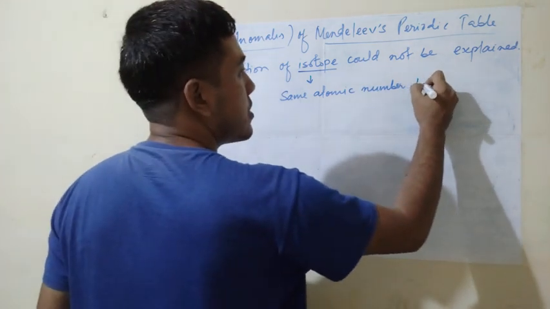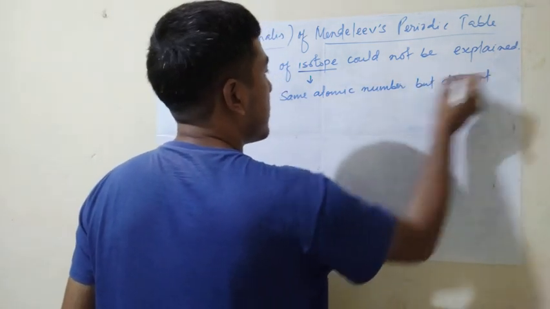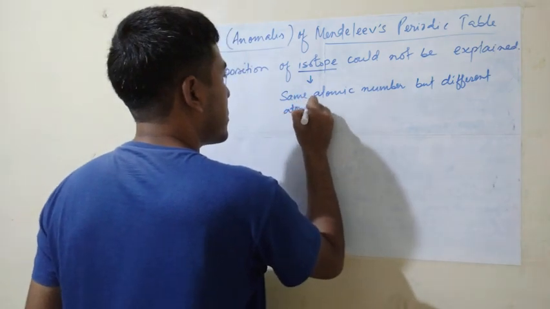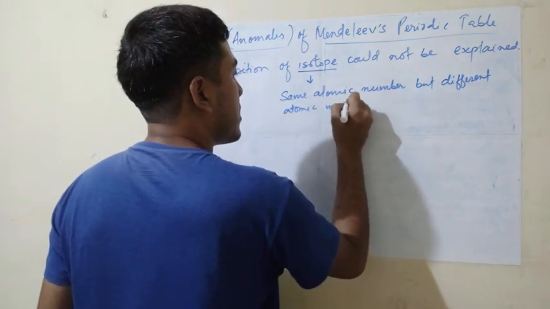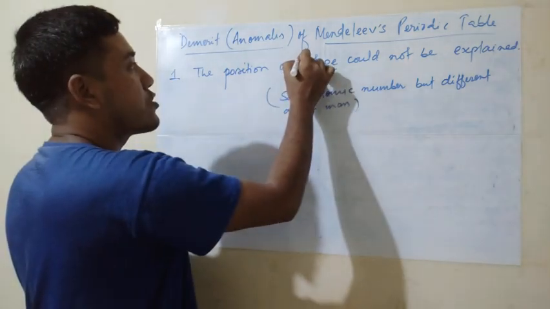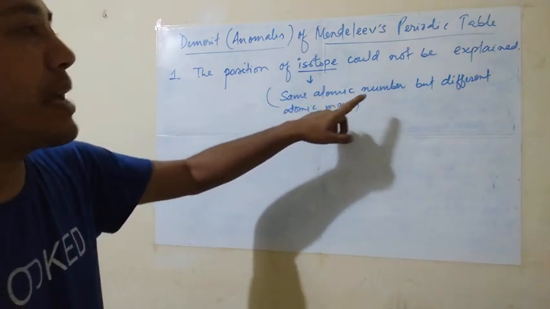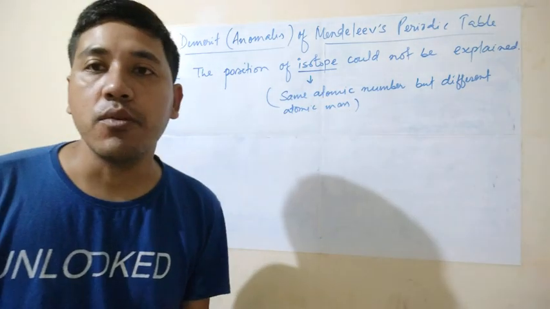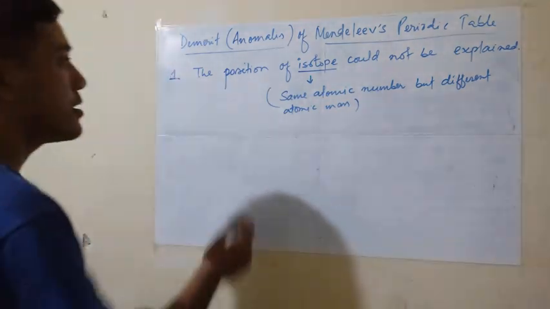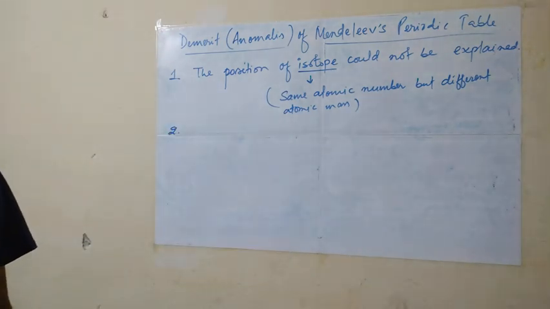but different atomic mass. Don't forget. If anyone is confused about isotope, you already learned it in class 9, right? Isotope means same atomic number, different atomic mass, right?